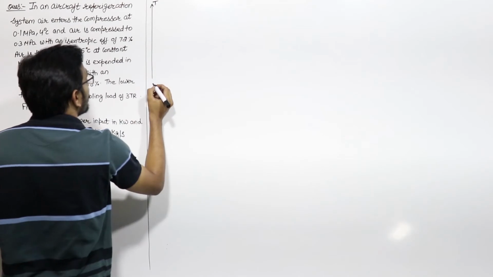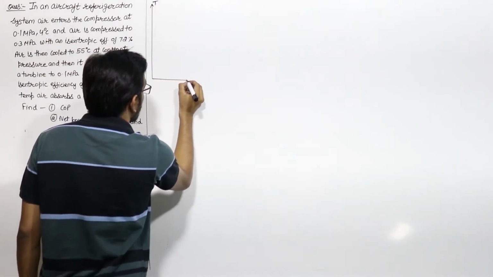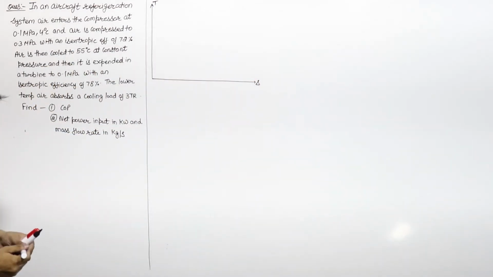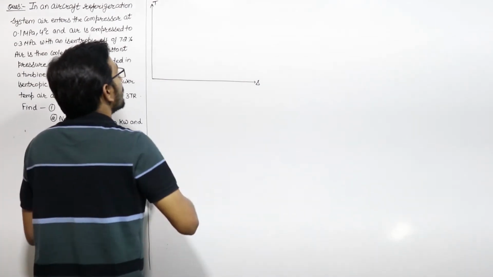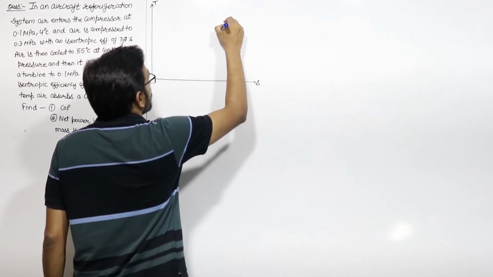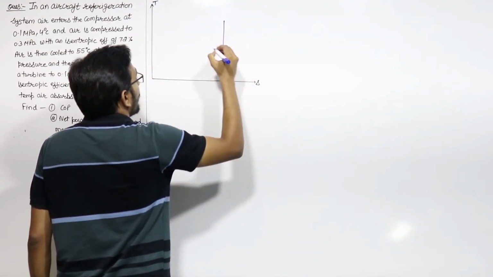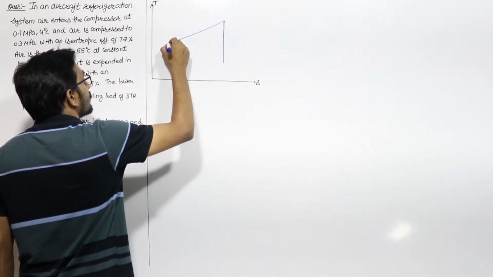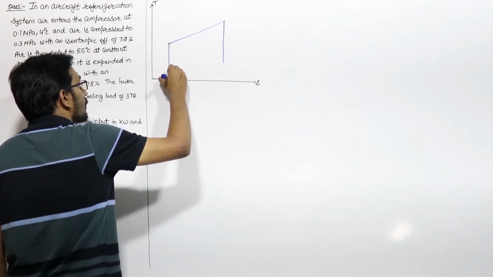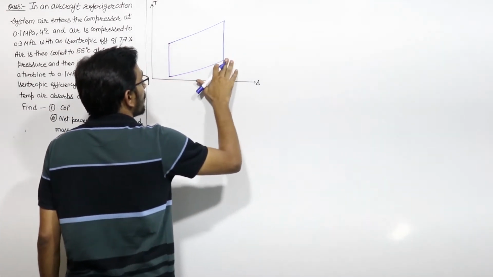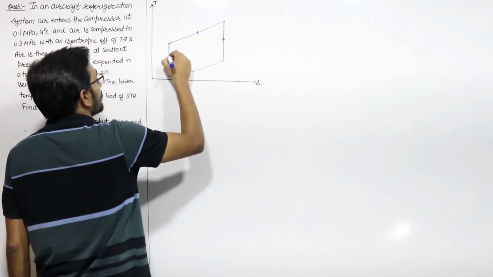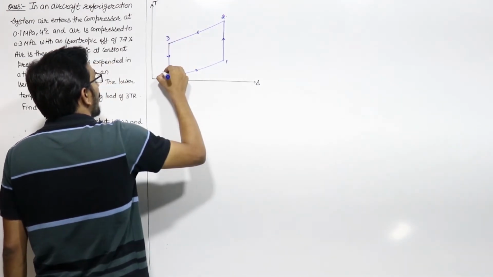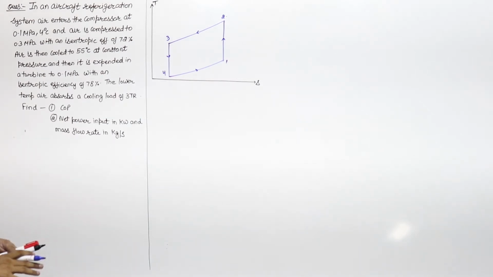Suppose this is temperature, this is entropy, right? And let us say this is your process 1 to 2 adiabatic, 2 to 3, 3 to 4, 4 to 1, right? This is 1, 2, 3 and 4, right? This is a TS diagram, we draw it.